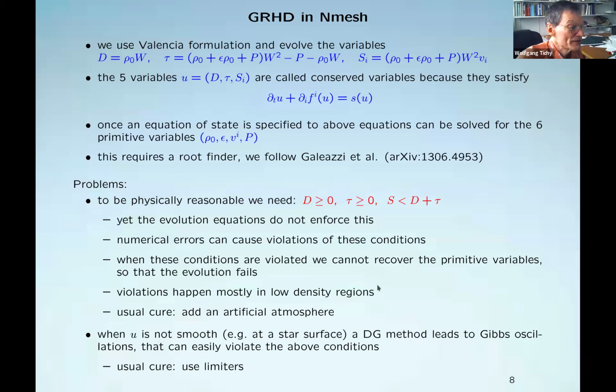But the problem with the DG method is a bit worse, because when the fields are not smooth, for example at a star surface where you have a kink, a DG method can lead to Gibbs oscillations, those up and down oscillations, and then your density can easily dip negative, and other fields too, and then the above conditions can actually be violated. And the usual cure for that, and that's something we actually do need, is we have to use certain limiters. And I wanted to say something briefly about them as well.